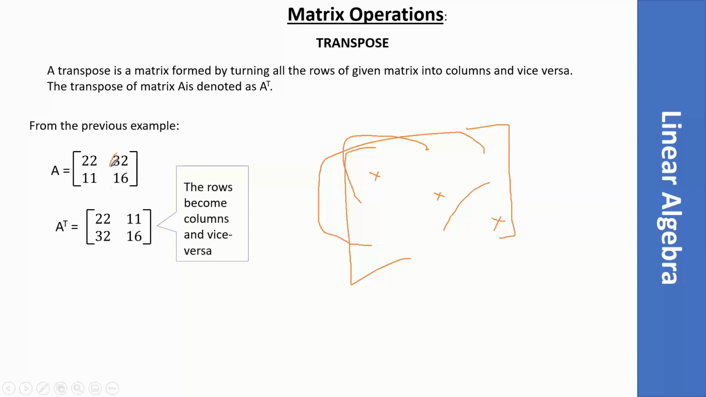So that's why the 32 and 11 are there. They got exchanged, but the diagonal remains the same. Okay, this diagonal remains the same. 22 and 16 remain the same. 32 and 11 are swapped. So that is how transpose works.